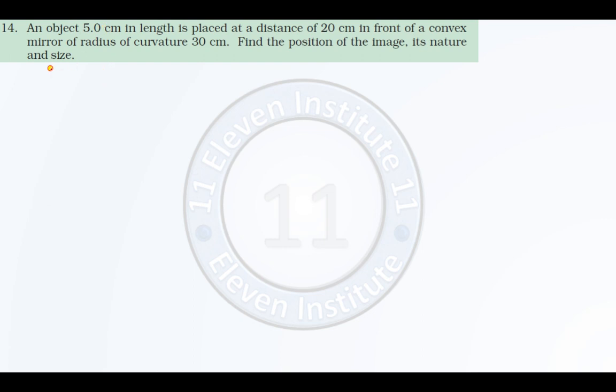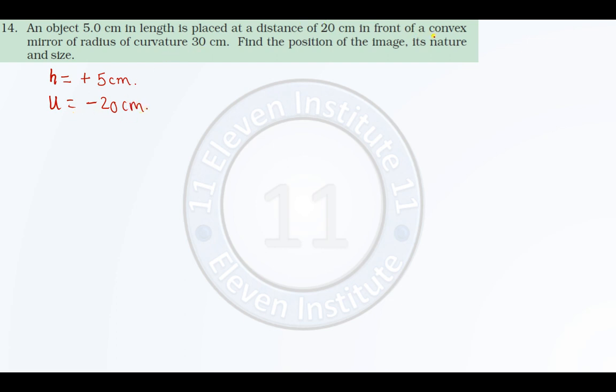So before reading further, we will write h is equal to plus 5 centimeters. Reading ahead, it is placed at a distance of 20 centimeter. So I can write over here u is equal to minus 20 centimeters, because object distance is always negative.